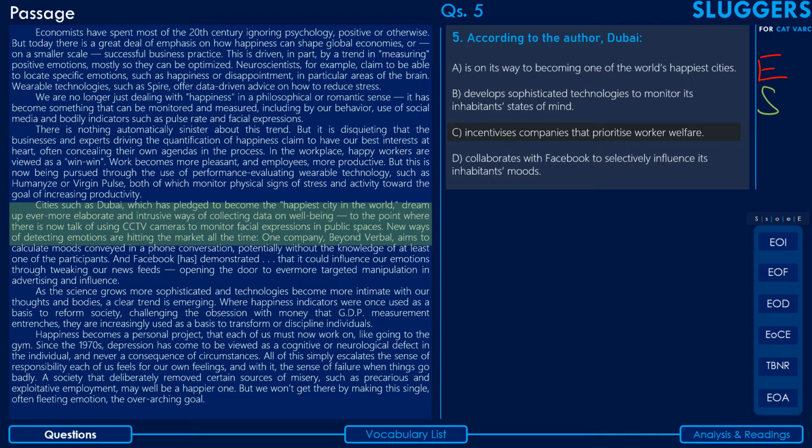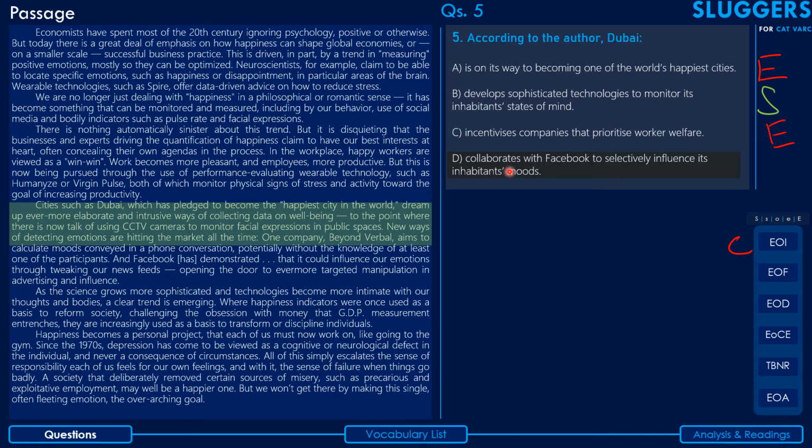So we're going to mark this as an option that we are selecting, but we'll also go through the other options before we finally zero in on option B as the answer. Option C. According to the author, Dubai incentivizes companies that prioritize worker welfare. Now, guys, workers have been talked about in the passage, employees have been talked about, their well-being has been talked about, Dubai has been talked about in the passage. But Dubai incentivizing companies that prioritize worker welfare has not been talked about in the passage anywhere. Okay, so clearly this will be an error of inclusion. We can eliminate this. Option C will be an error of inclusion. Let's come to the next option.